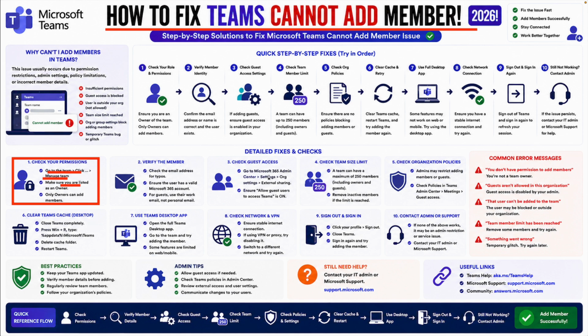You can also check your guest access. Go to Microsoft 365 Admin Center and then simply go to the settings and then organization settings and external sharing, and allow the users to access Teams is on.